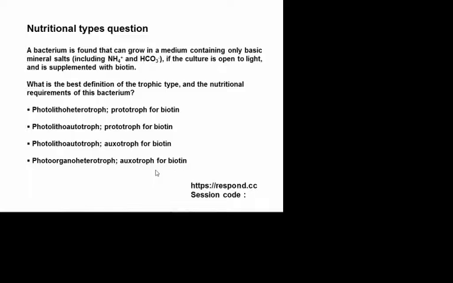Has everybody made up their minds? Okay, so who says this bacterium is a photolithoheterotroph, prototroph of biotin? Nobody. Second answer. Who said that? Oh. Third answer. Who says this one is right? And the fourth answer? Nobody. Hang on. So we have about 4 people who have decided, and everyone else did not give an opinion. So would you like some more time, everyone else? Yeah? Okay. So think about what these terms mean. What does prototroph, auxotroph mean? And if you're hesitating, tell me which 2 you are hesitating between.